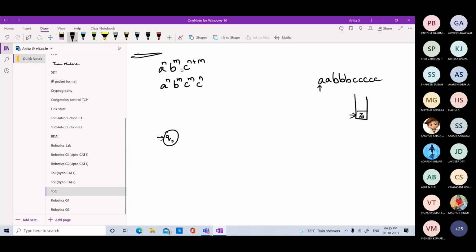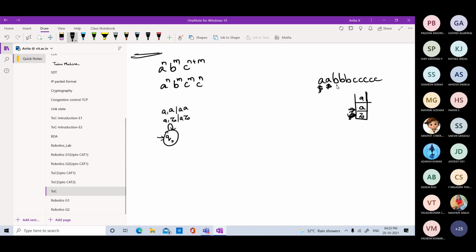So what should I do? I have to push A inside the stack. So A, Z naught, perform the push operation. I'll be in the same state Q naught. So A is pushed inside the stack. And then next is A, A. So the top of the stack element is A. My input symbol is A. Again, what should I do? I have to perform the push operation. Yes, push inside the stack.